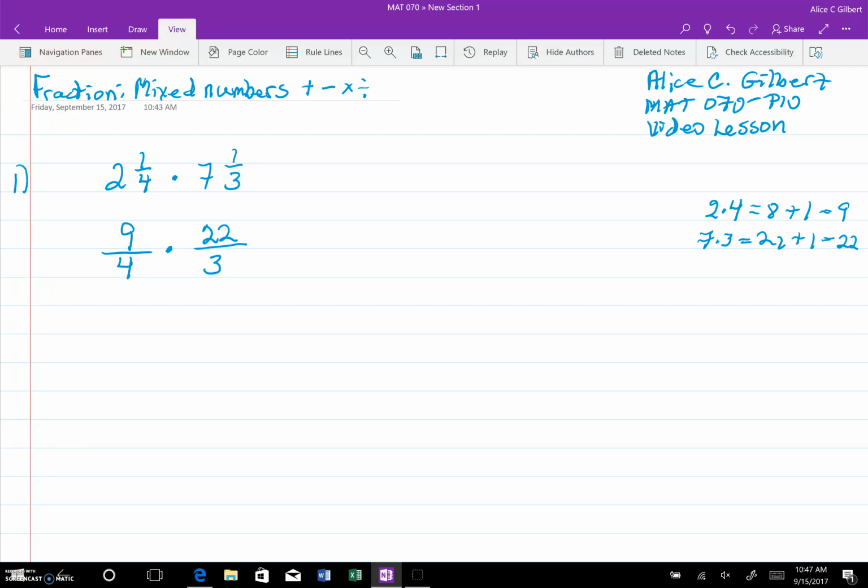Now this is multiplying, so all I have to do is cross cancel anything I need to cross cancel. 3 goes into itself once and into 9 3 times. 4 can't go into 22, but 2 can go into 4, and 2 can go into 22. So 4 divided by 2 is 2, and 22 divided by 2 is 11. Now I just need to multiply my numerators. 3 times 11 is 33. And multiply my denominators. 2 times 1 is 2.